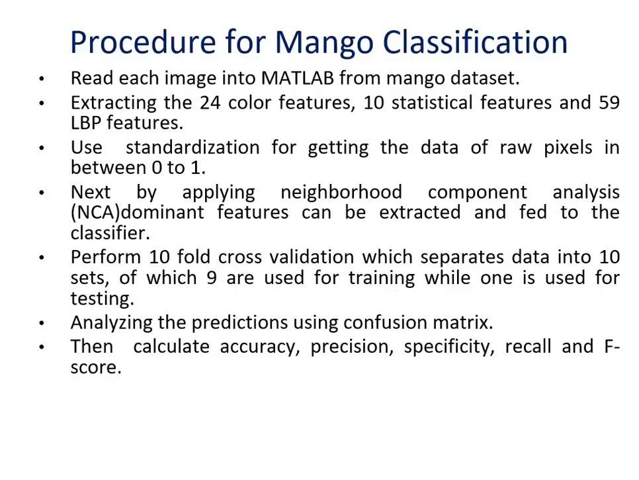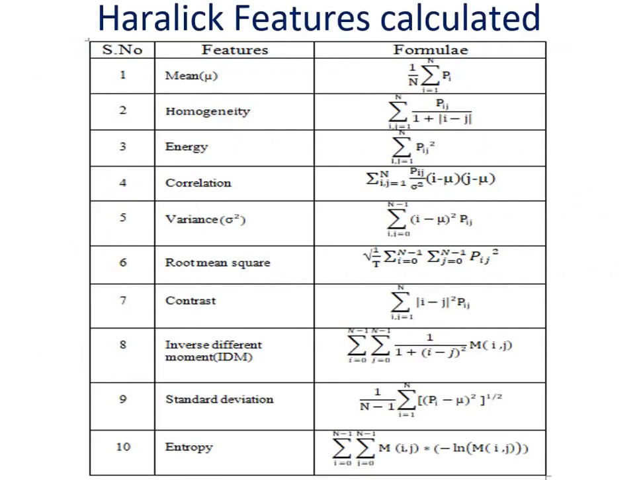After that, we standardize the pixels in order to get the values between 0 and 1. Then we applied neighborhood component analysis in order to get dominant features, which are fed to the classifier, in order to reduce the complexity of the model. Then we performed tenfold cross validation, which separates the data into 10 sets, out of which 9 are used for training and 1 is used for testing. Then we analyzed the performance metrics like accuracy, precision, specificity, recall, F-score and confusion matrix.